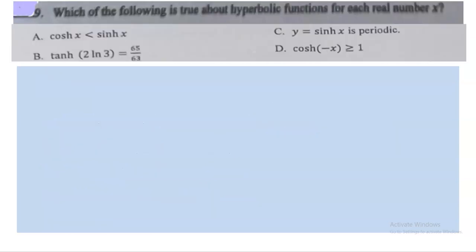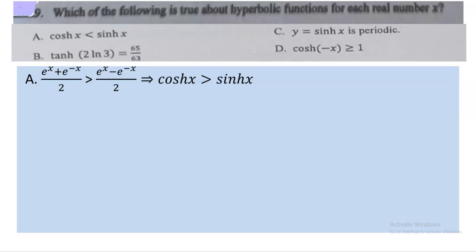So proceeding to the next one, question number 9, it says: which of the following is true about the hyperbolic functions for each real number x. So when you come to the first one, A, we know that cosine hyperbolic x is defined as e to the power of x plus e to the power of minus x over 2, and sine hyperbolic x is defined as e to the power of x minus e to the power of minus x over 2.